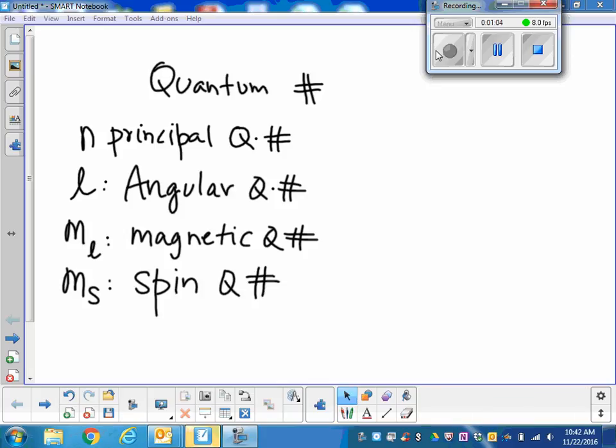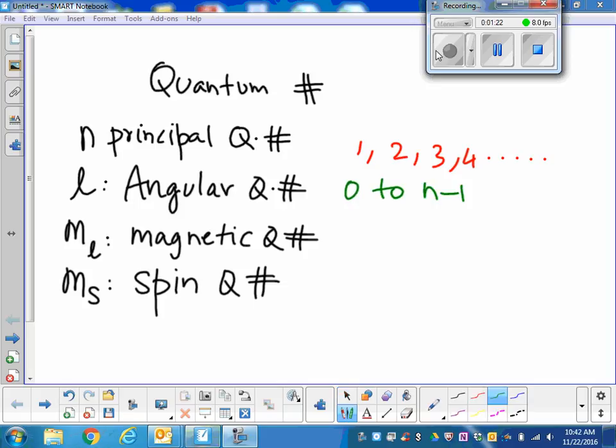What values can N take? So N can be 1, 2, 3, 4, etc. All right? What values can L take? 0 to N minus 1. What values can ML take? Minus L to 0 to plus L. What are the two values spin quantum number can take? Plus half and minus 1/2. Are we good? Yes. All right.